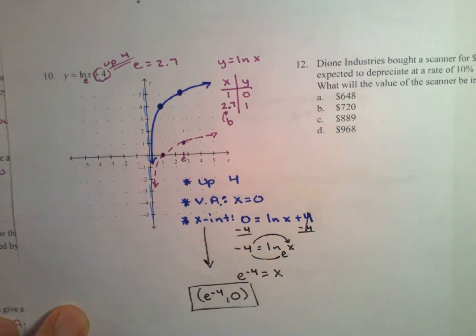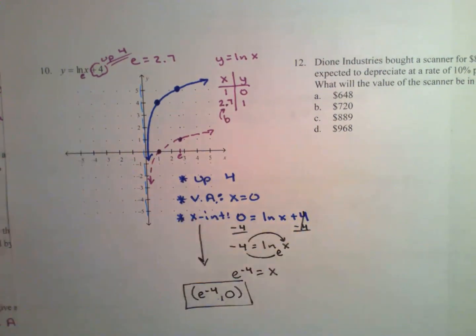And there's my x-intercept. So I bring that up because you're going to do something very similar on number 12 with the natural log. So now you have one less problem to do for homework.